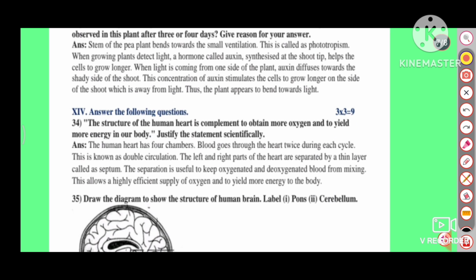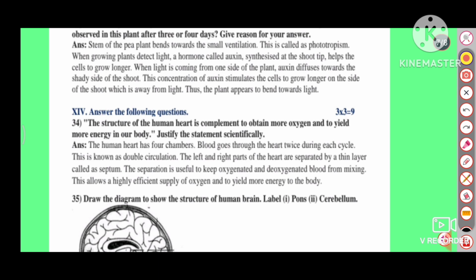Next, answer the following questions. The question is, the structure of the human heart is complementary to obtain more oxygen and to yield more energy in our body. Justify the statement scientifically. Answer is, the human heart has four chambers. Blood goes through the heart twice during each cycle. This is known as double circulation.